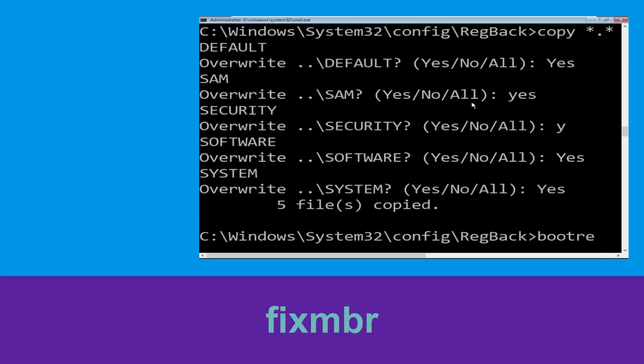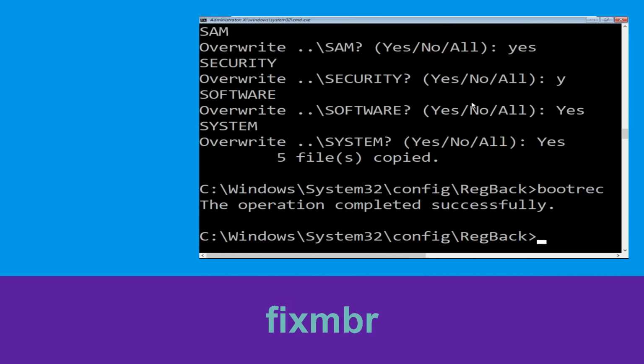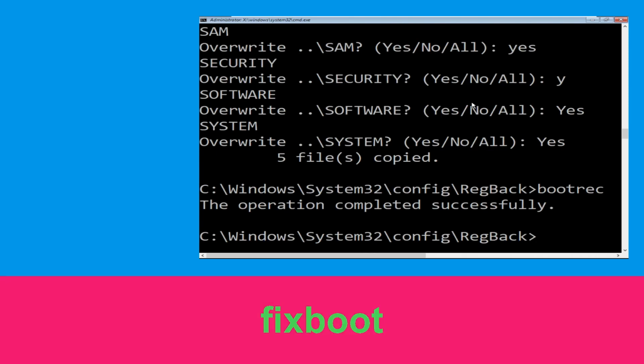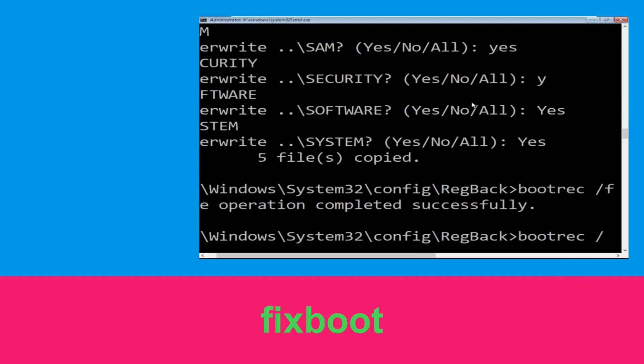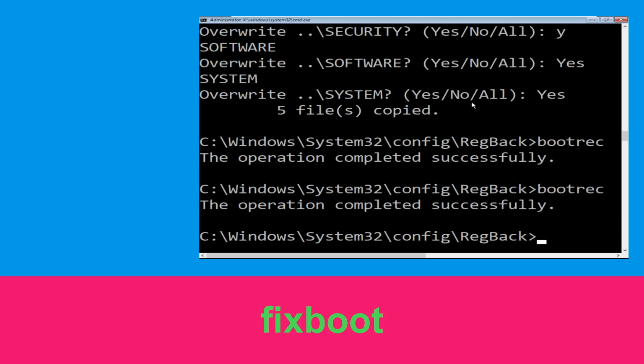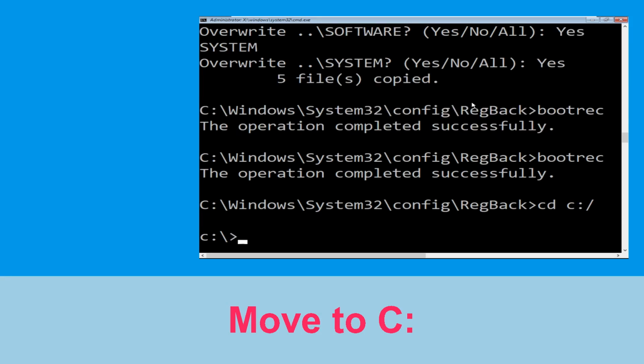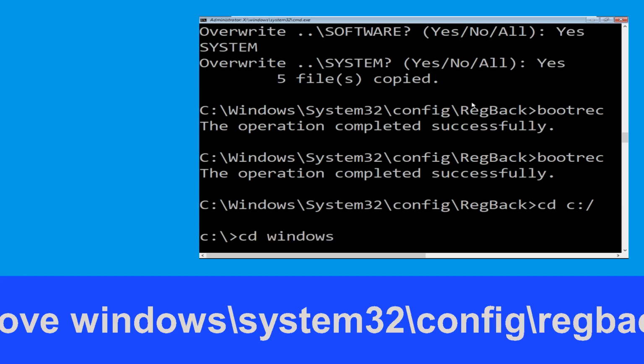Now type bootrec space /fixmbr and simply hit enter. Now execute this command. Type in bootrec /fixboot and hit enter. Type cd space C:/ and hit enter. Now type cd space Windows/System32/config/regback and hit enter to execute.